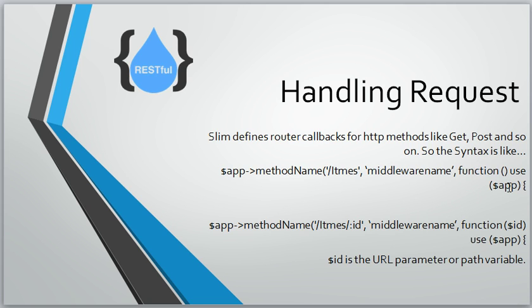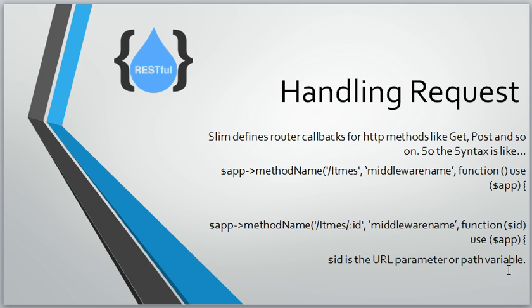$app->method name, '/items/:id', function($id) use ($app). While in the second example, when the URL ends with /items/ID and the method name matches an HTTP method such as get, post, put, delete, then the body of the function will get executed and it will use the ID to retrieve the data from the database. Here ID is called the path variable.